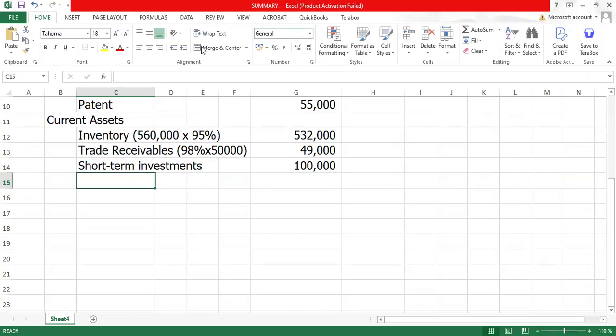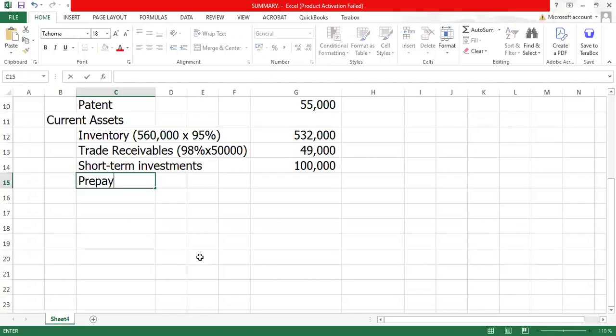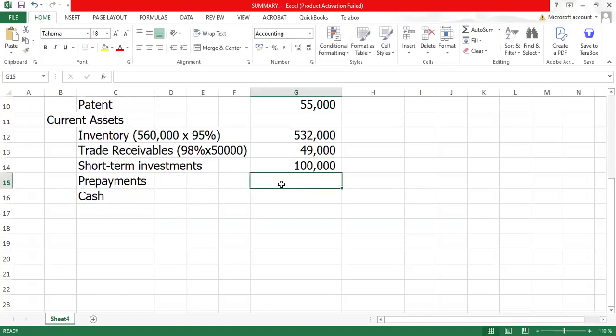Then next is prepayments, then cash. All those ones, no adjustment. Prepayments is 15,000. Then cash? Cash is 200,000. Do we have any other assets?